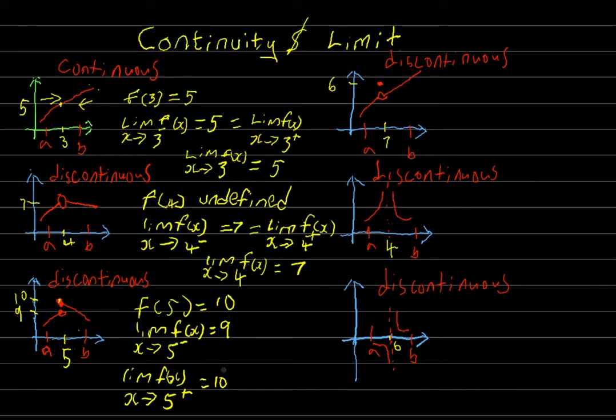So therefore, these two limits do not correspond. So the limit as x approaches 5 of f of x, we say it does not exist.